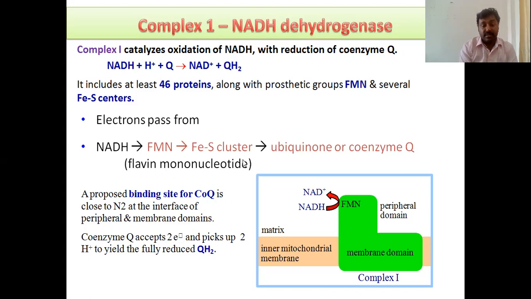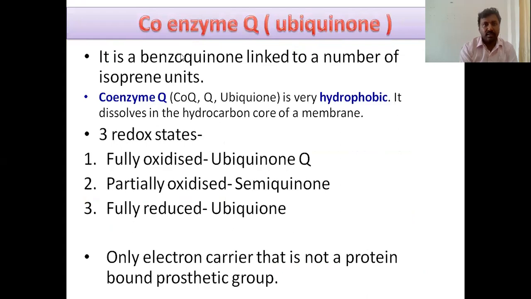Then these iron sulfur molecules transfer the electrons to ubiquinone or coenzyme Q. So finally the coenzyme Q forms QH2 along with the electrons.